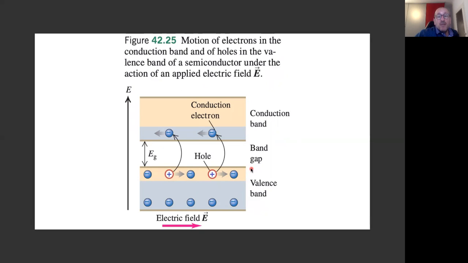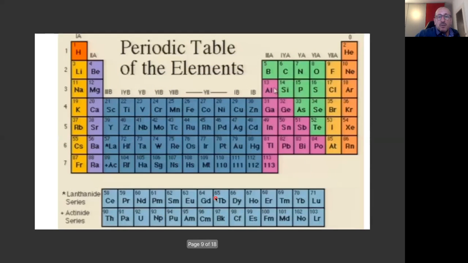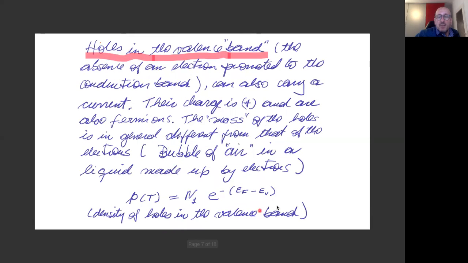So if you raise the temperature of this thing, you could find holes thermally excited down here to a higher energy level. This is the meaning of this. So you have the number of positive charge of holes in the valence band, which is going to be some sort of a constant times an exponential that now considers the difference between the Fermi level and the valence band.